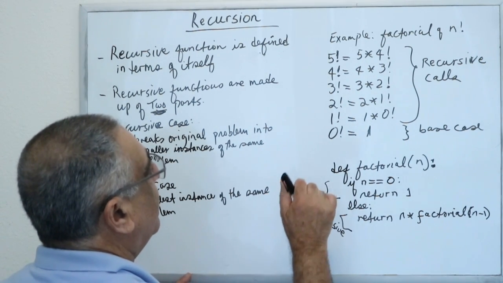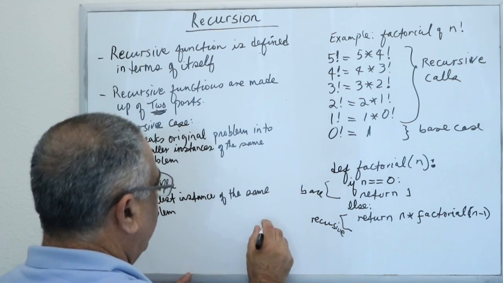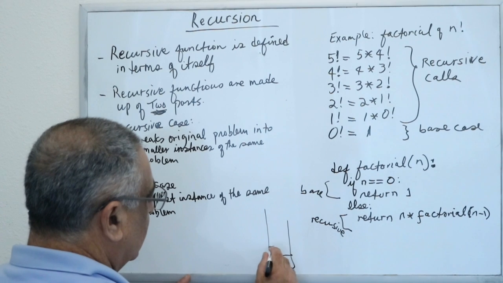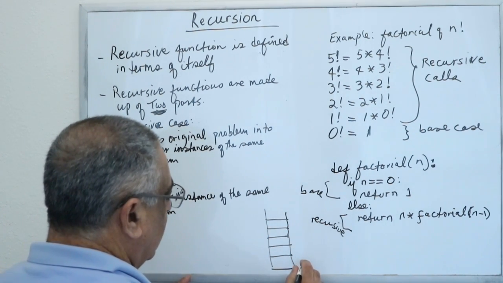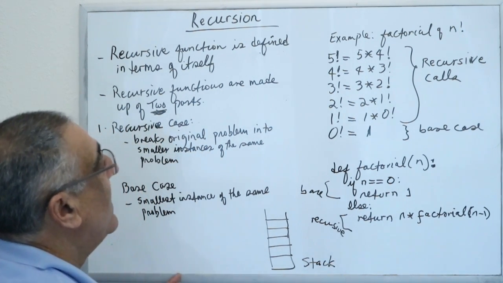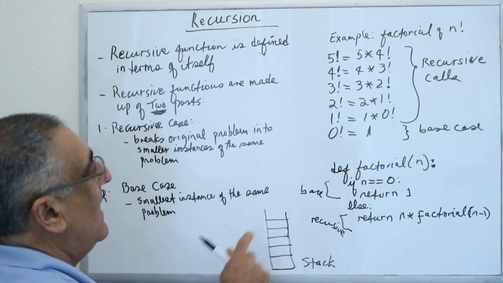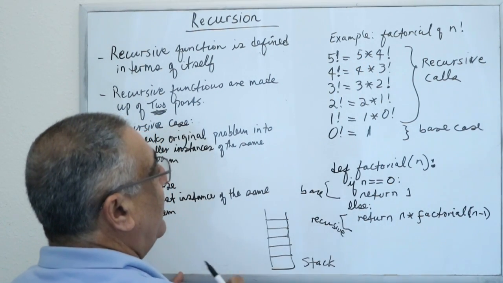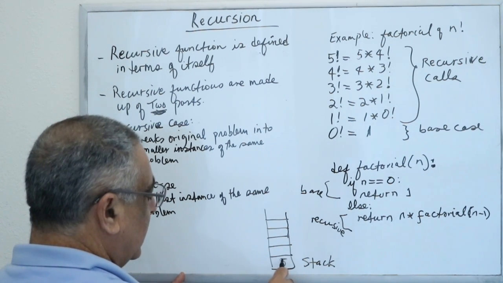I'm going to show you what happens, for instance, with the factorial of 5. If I do this, I'm going to keep my stack. This is a system stack, so that means it's not user defined. The way it works, it defines 5 factorial, and 5 factorial is actually 5 times the factorial of 4. It takes this 5 and pushes it into the stack.